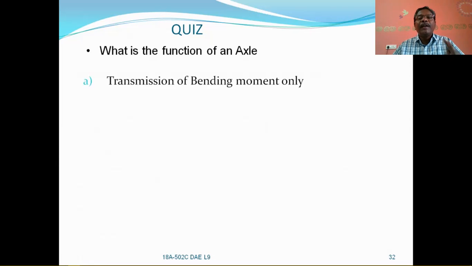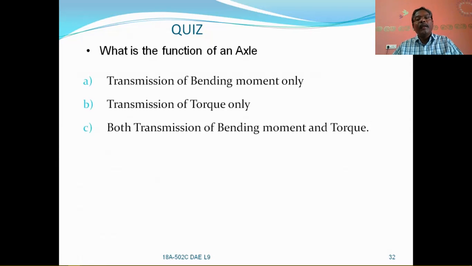A, transmission of bending moment only; B, transmission of torque only; C, transmission of both bending moment and torque; D, none of the above. Which is the right answer? As per the definition of the axle, it is a stationary member and it will support the rotating element, but it is not the rotating element. That's why it is not subjected to torque. It is only supporting machine elements.